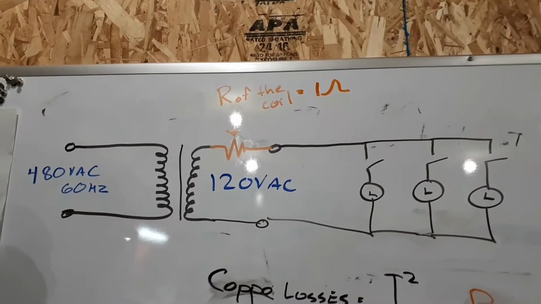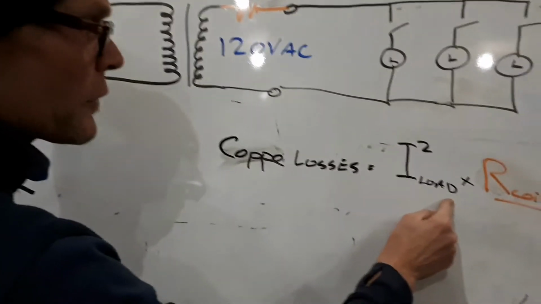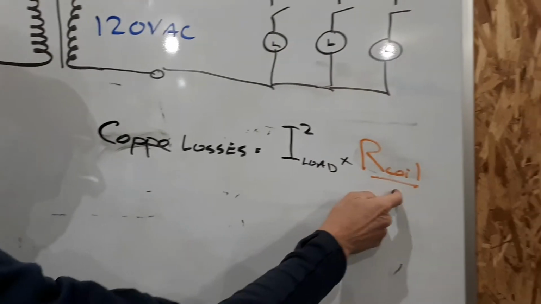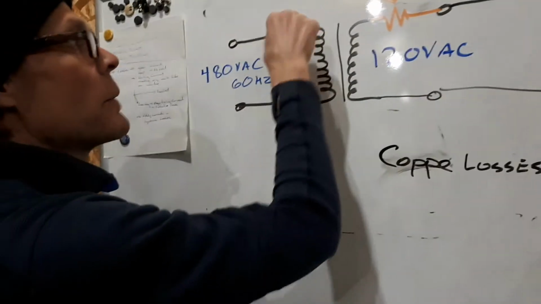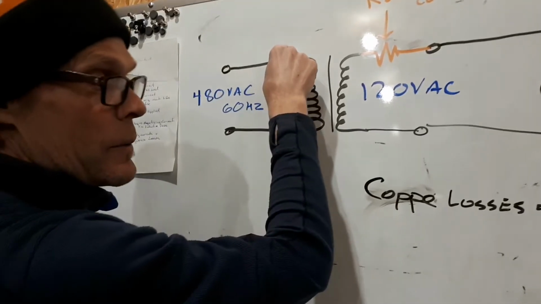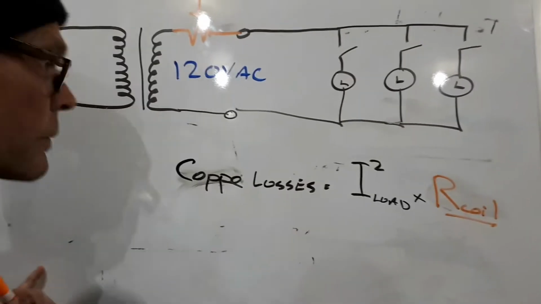Now, copper losses are I squared of the load times the resistance of the coil. We're only going to look at the secondary. The same thing is going to happen over on the primary. We are going to have a resistance over there as well. Let's just focus on this.